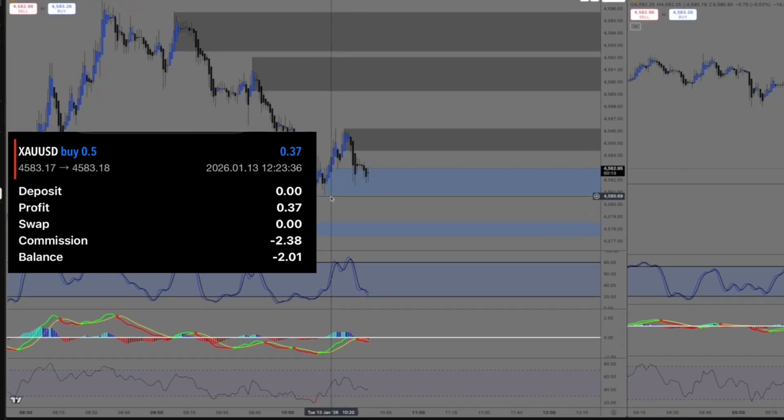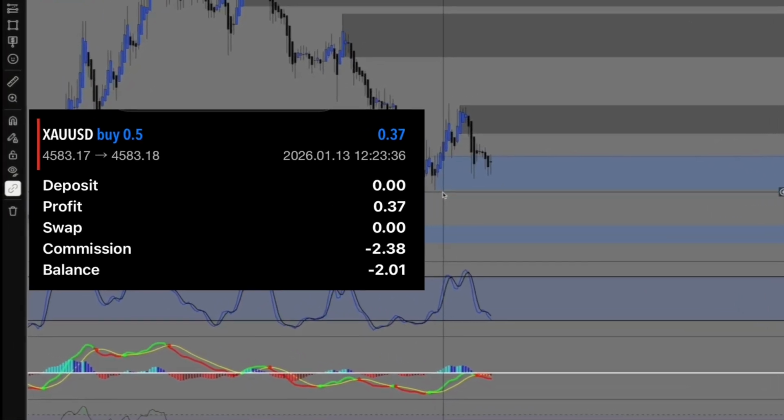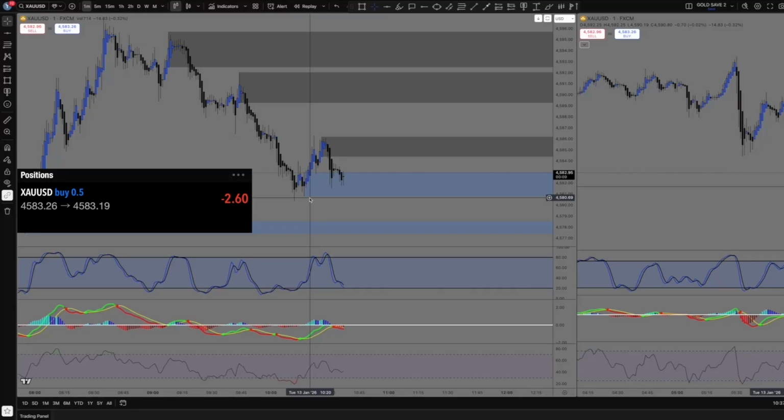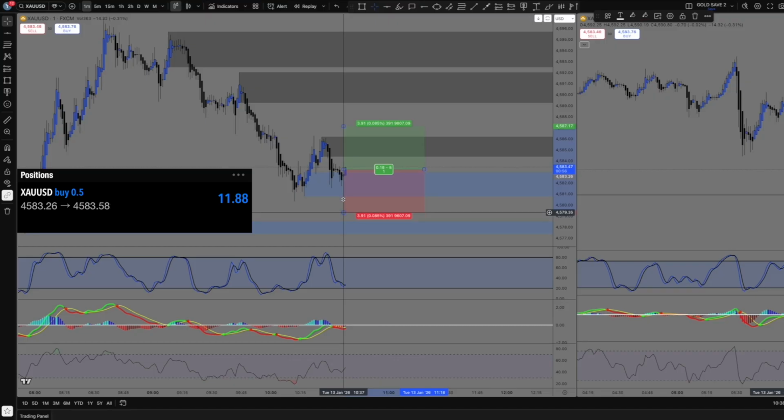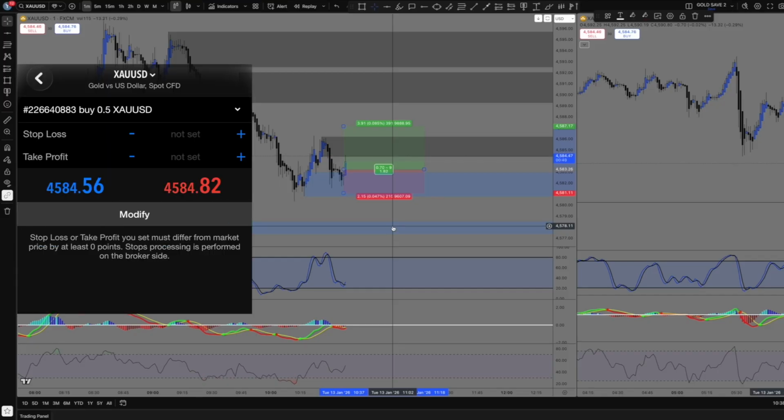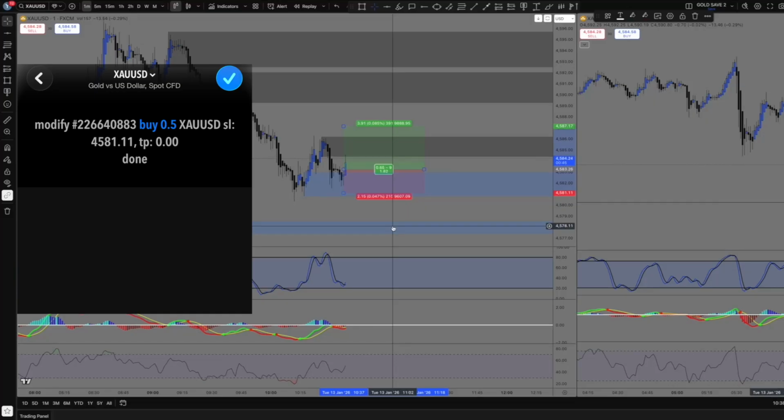Okay guys, so you can see I just tried to take that trade there on gold and we got stopped out at break even, but I do see the same opportunity again. So we're going to take it another time. We've got an entry at 4583.26. We're going to set a stop loss just tucked underneath there at 4581.11. Just going to modify that in there.